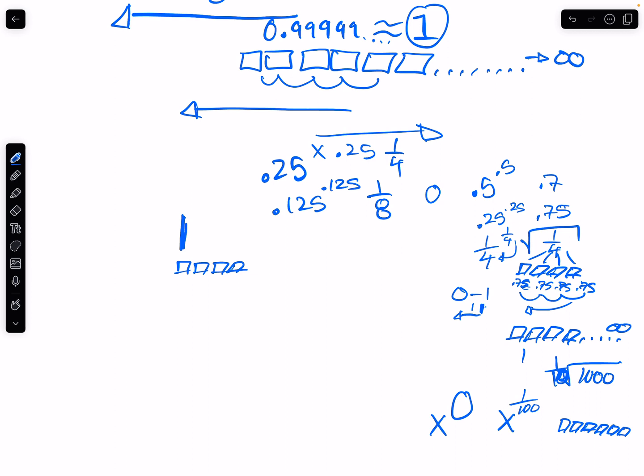Wow. So I don't know what it would be. Let me ask ChatGPT really quick. What is the 100th root of 1,000? Wow, it's 1.015.